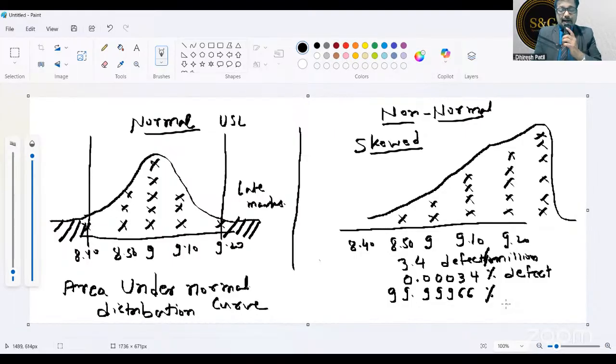What I have done? I have deducted 0.00034 percentage from 100%. What is remaining? So 0.00034% is a defect and 99.99966 is accepted product or okay product within the specification. Understand this? In the Six Sigma, so what is this 99.99966 percentage is nothing but the area under the curve of normal distribution.